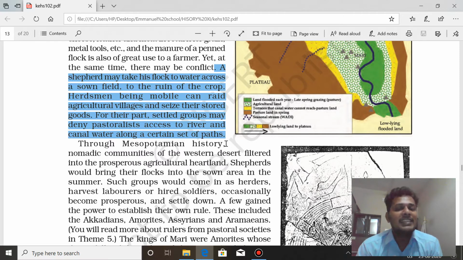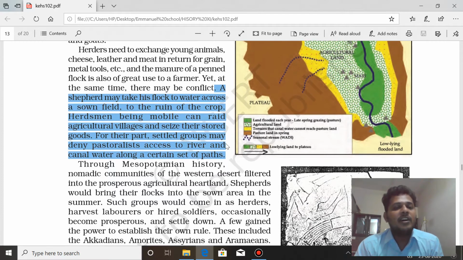So the settled groups did not allow the pastoral group to cross the river. Across that river is the farming community, and this side is the pastoral community. So you have the eastern side, the farming community, and the western side, the pastoralist community. Now they have a conflict, though they have give and take. Even then they have a conflict. What the conflict is, is given in your third point.